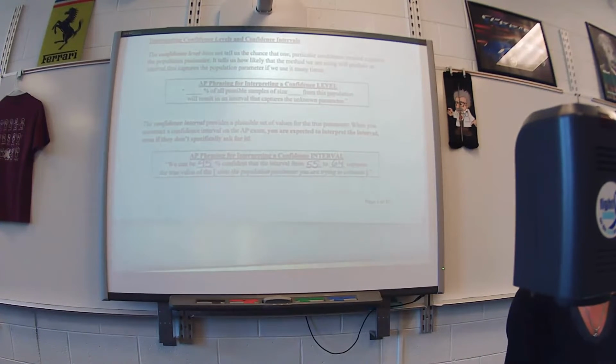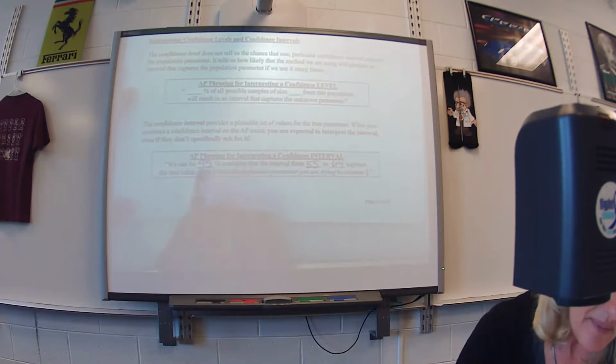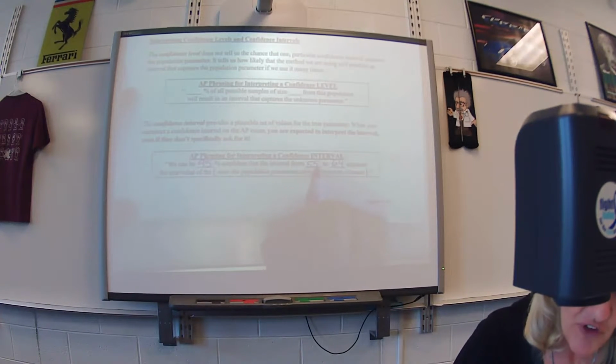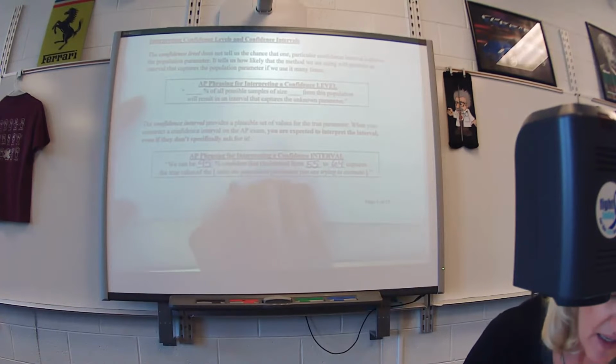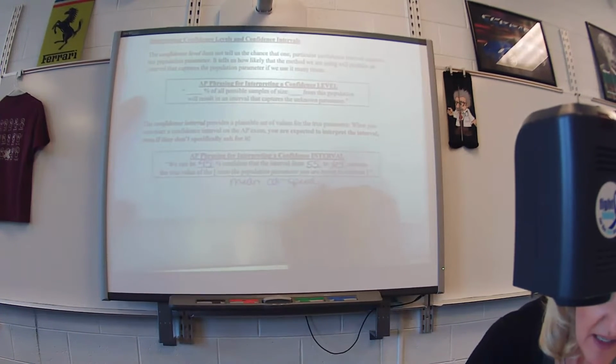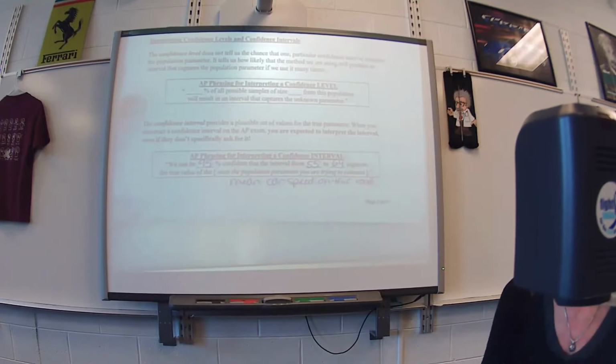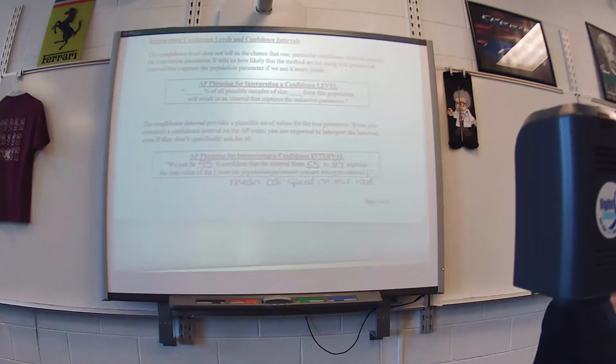only because I made the blank so small, otherwise I would actually use the numbers. I am 95% confident that the interval from 55 to 64 miles per hour captures the true value of the mean car speed on this road. When you interpret your confidence interval, you are very specific about what the numbers you came up with mean.